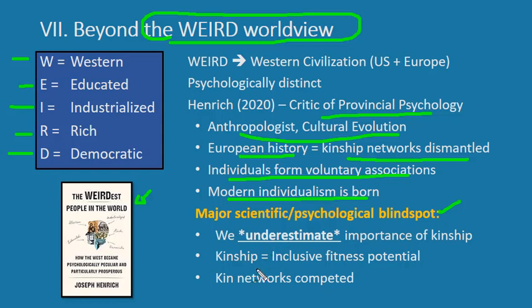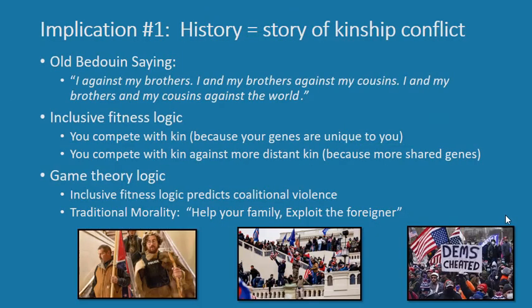So the implication here is that we tend to underestimate the importance of kinship as an organizing principle in the world just because it's not as central to our identity. And the reason kinship is so powerful is because it has a lot of inclusive fitness potential. So it's reasonable to assume in the ancestral environment that these different kin networks were really sources of loyalty and that the kin networks competed with each other.